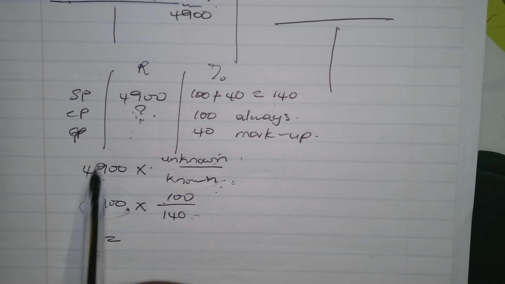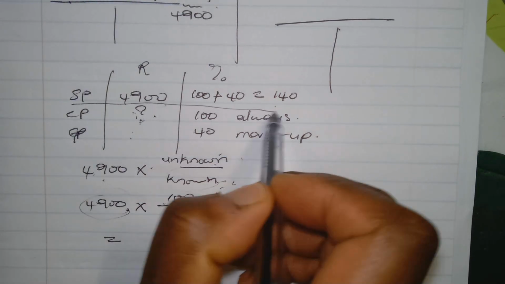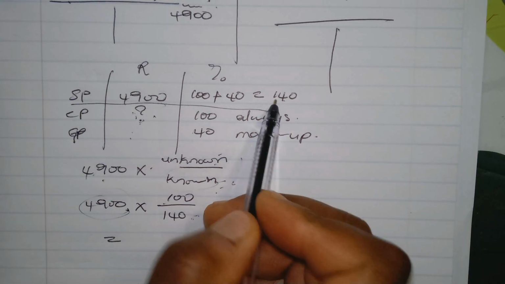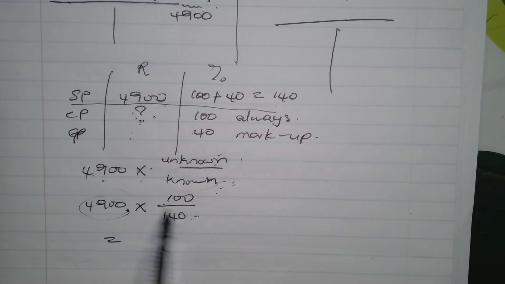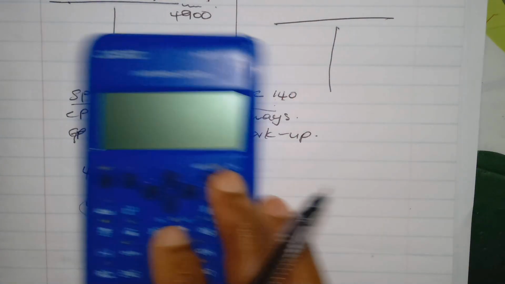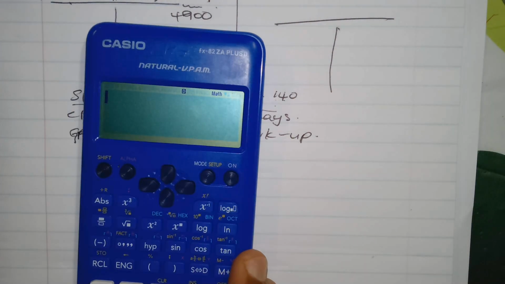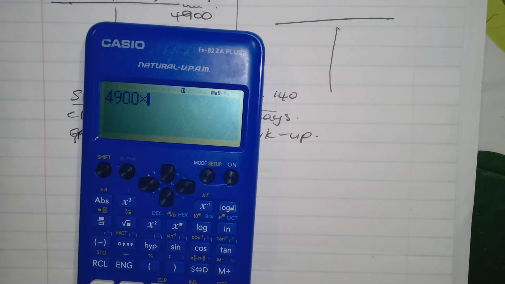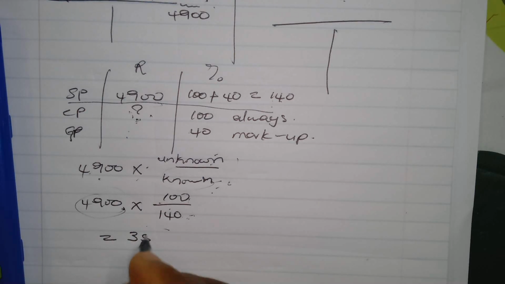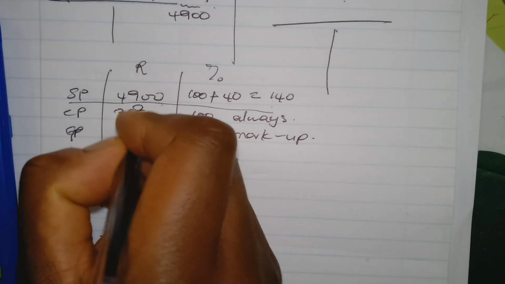If you use this amount, can you see this line here? I have the amount, I have the percentage, so I can use that. And there's the amount. The percentage that I have of the amount is going to go at the bottom. The percentage of the amount that I do not have is going to go at the top. And when I put this on my calculator, it is going to give me the amount that I'm looking for, my cost price. So we said it's 4,900 multiplied by 100 divided by 140. You get the amount of 3,500.